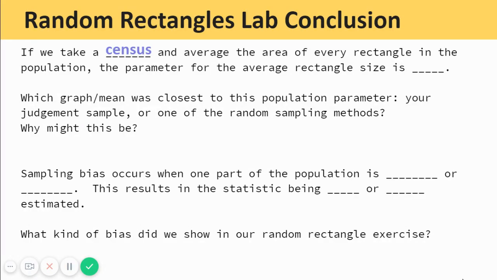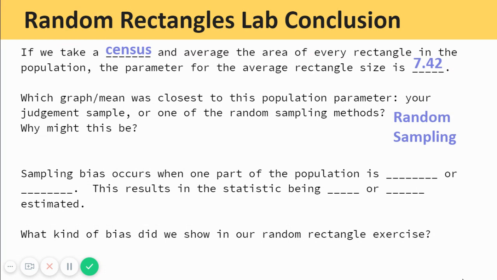If we take a census and average the area of every rectangle, and you recall that I called the 100 rectangles the village, then the parameter for the average size is 7.42. Now, in general, one of the random sampling methods should be closest to the size of the average rectangle. Random sampling in general gives us the best results. When we choose such a small population and such small sample sizes, your mileage may vary.